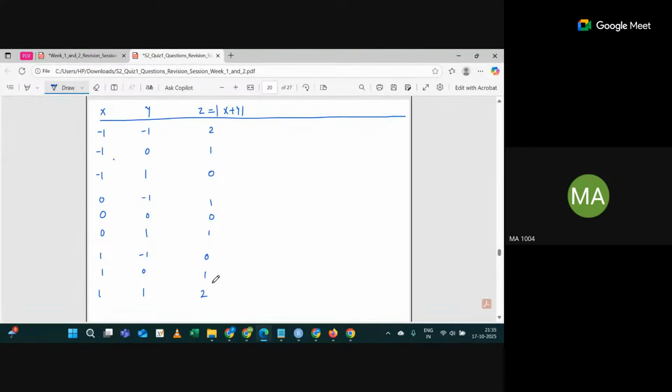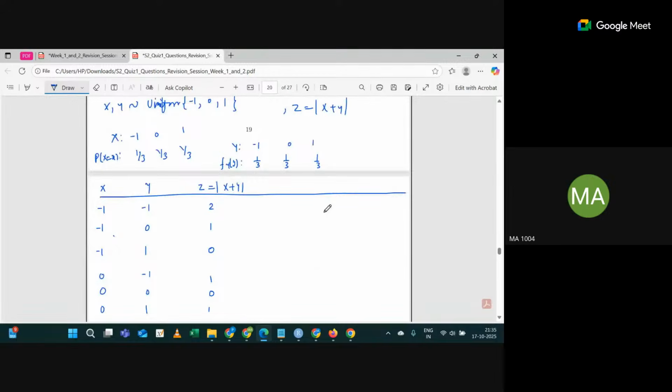Very good. Now, what are the probabilities associated with each value? So what is the probability for the value 2? Basically, f_Z(z).